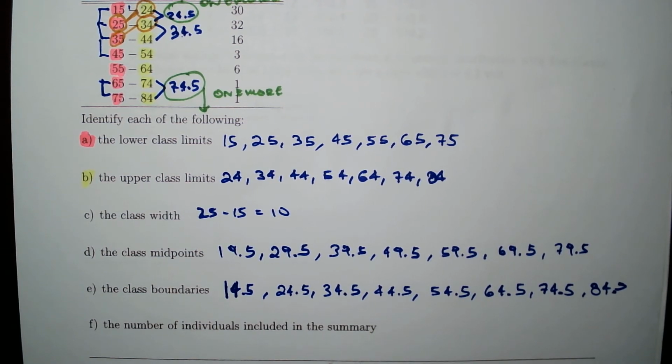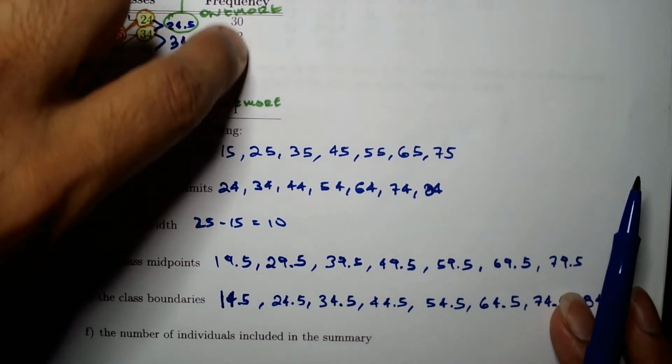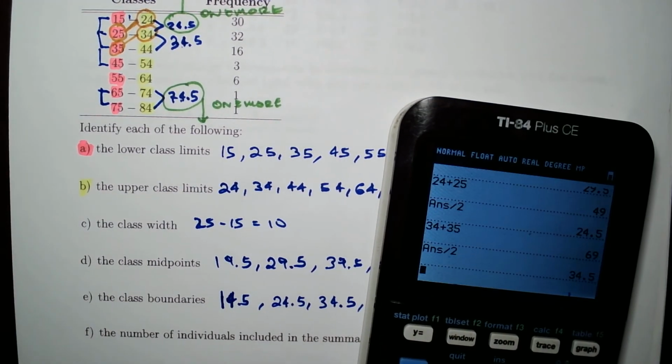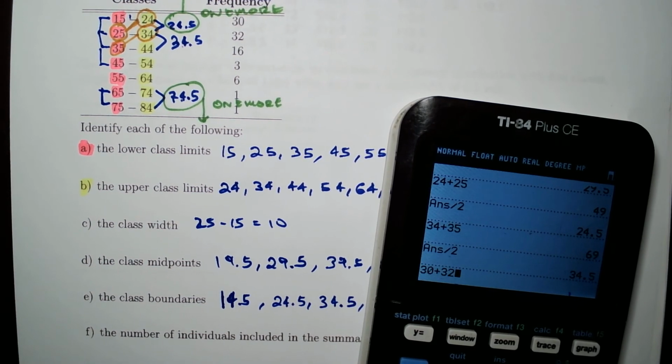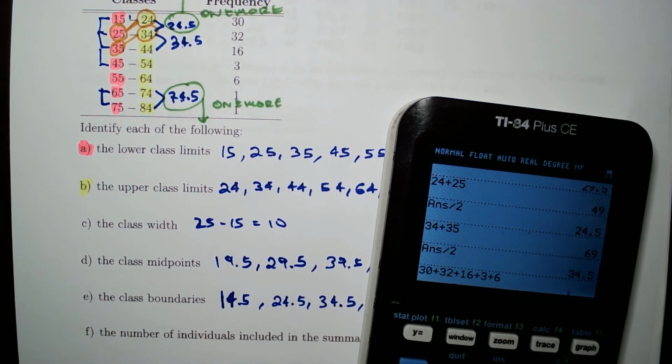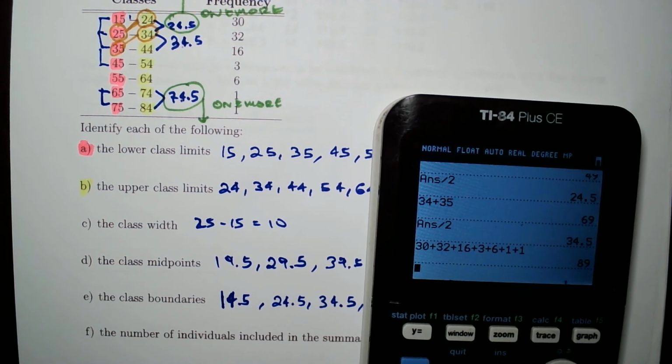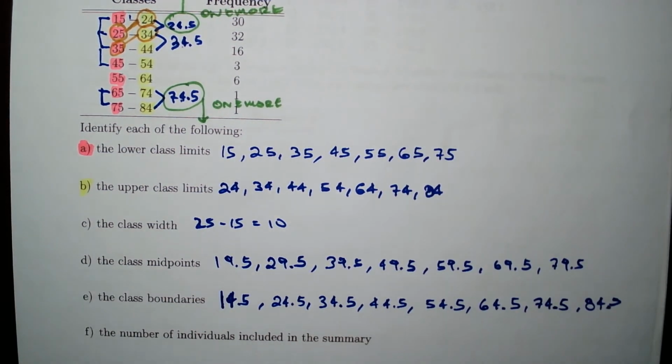The number of individuals included in the summary, well, all we have to do is find the total. So let's add 30 plus 32 plus 16 plus 3 plus 6 plus 1 plus 1. We get 89.